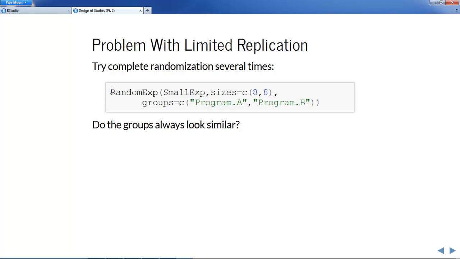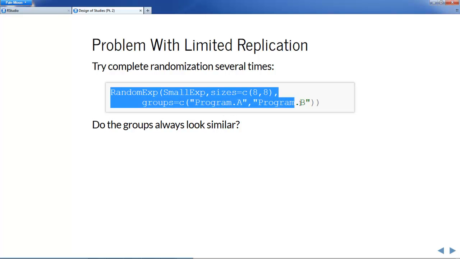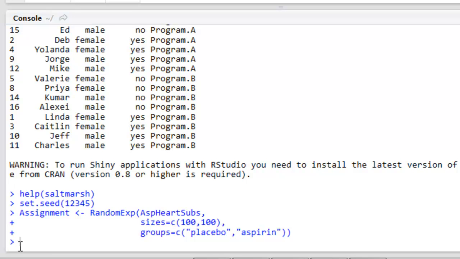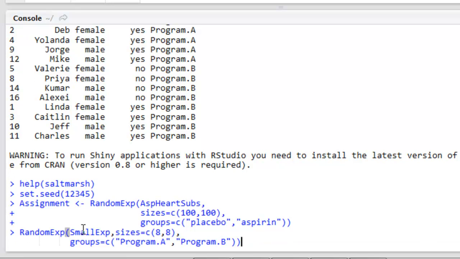And let's go ahead and give it a try. We'll do it without a seed, so that every time that we run the command, we'll get a different randomization. And our question is going to be, does it look like the groups are always looking similar? Is complete randomization reliable at making the groups look similar? So we copy, we head to RStudio, we paste into the console, and we give it a try.